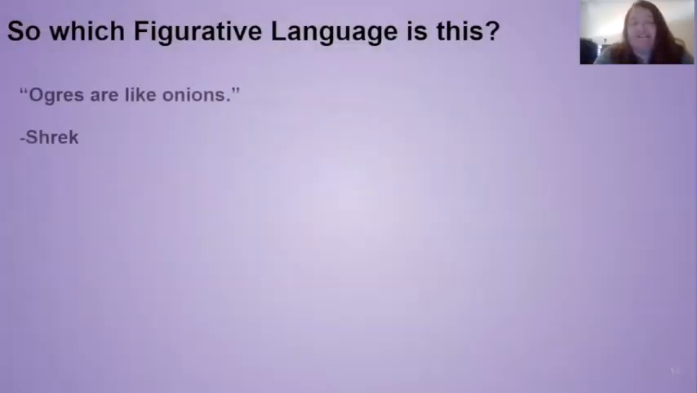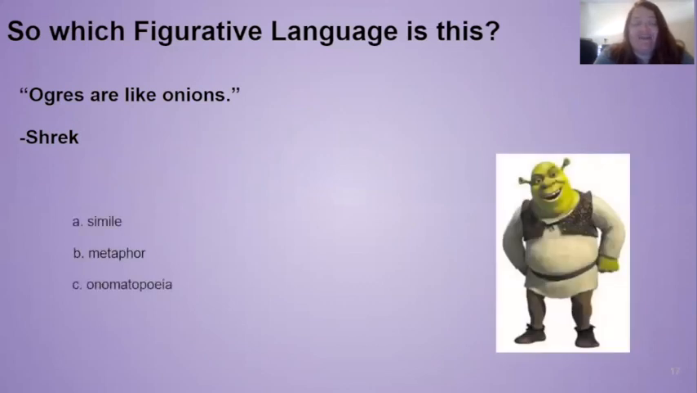Which figure of language is this? Ogres are like onions. Is it a simile, a metaphor, onomatopoeia, or imagery?